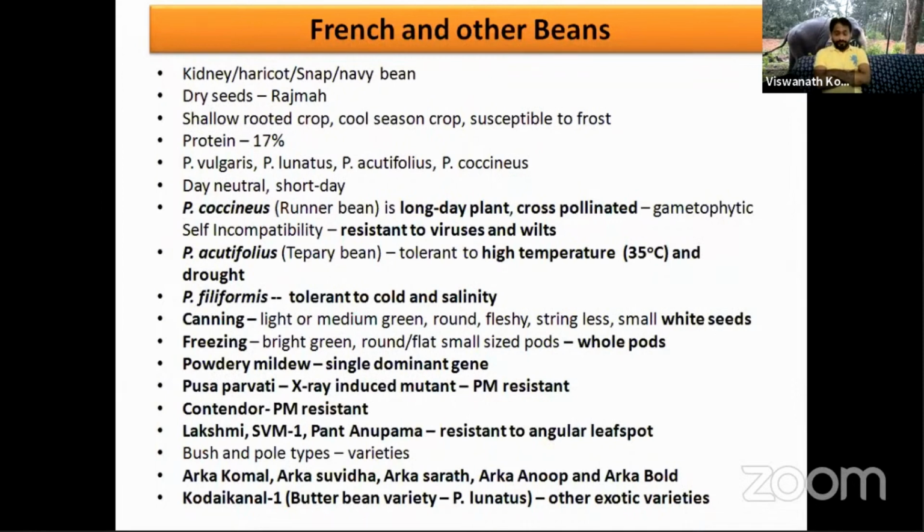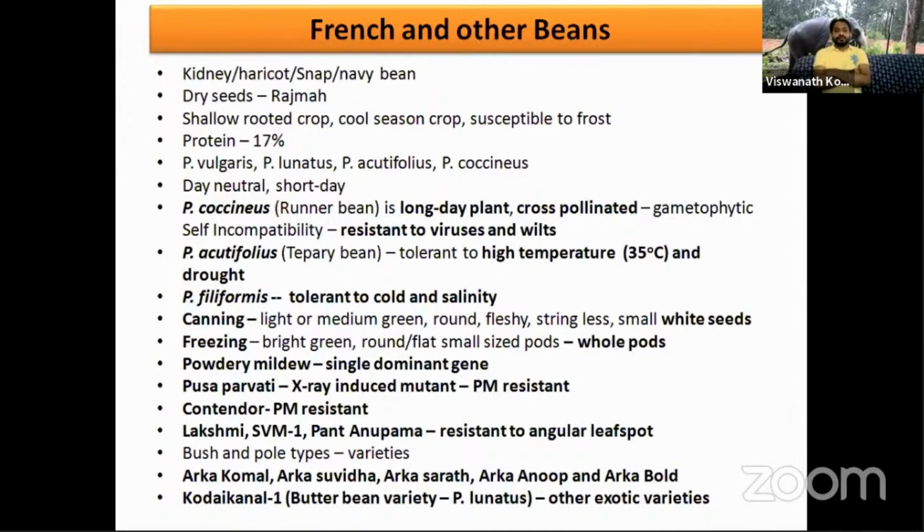Sorry, all three are self-pollinated, and the runner bean coccineus is the cross-pollinated type. All are day neutral, and Coccineus runner bean is a long day plant and cross-pollinated crop due to gametophytic self-incompatibility, and it is resistant to viruses and weeds. And the equifolius tepary bean is tolerant to high temperatures, 35 degrees centigrade, and drought. And the filiformis is tolerant to cold and salinity.